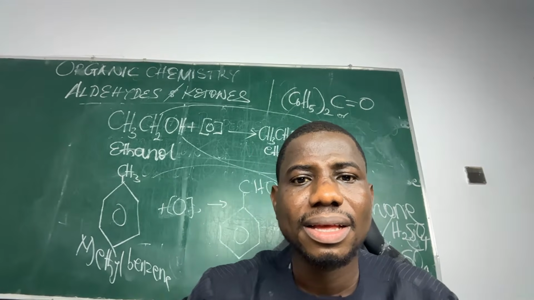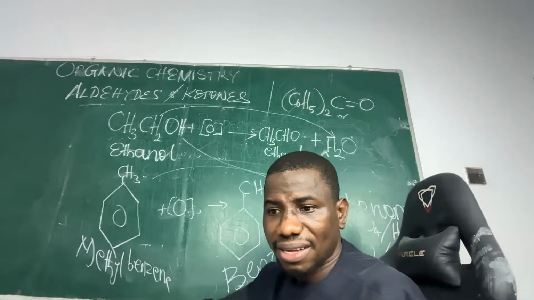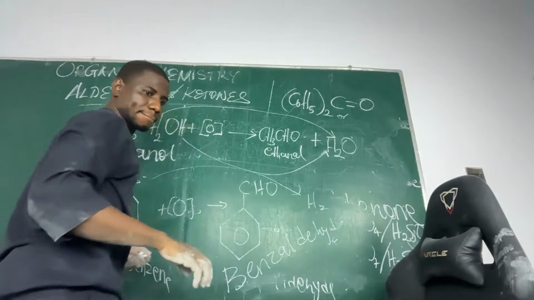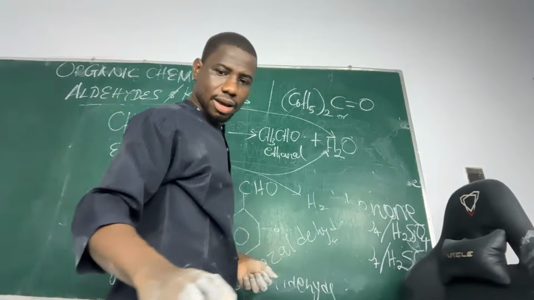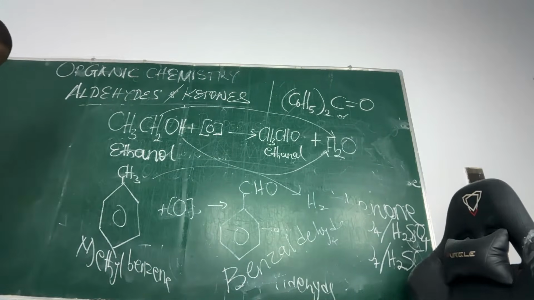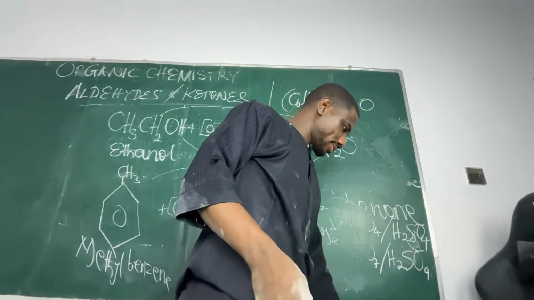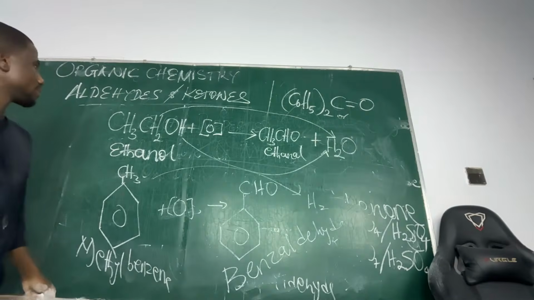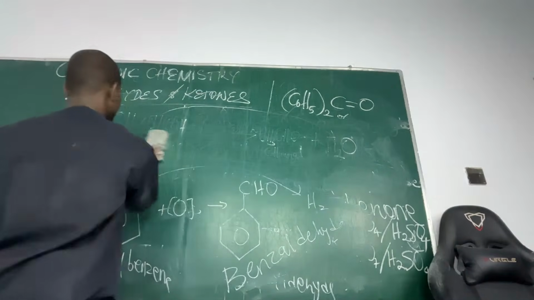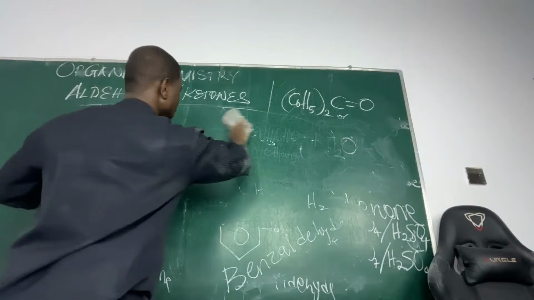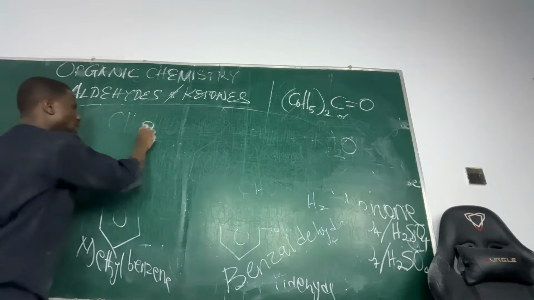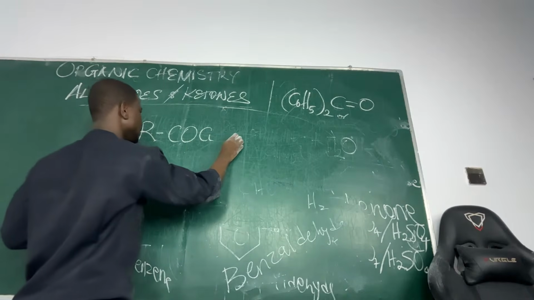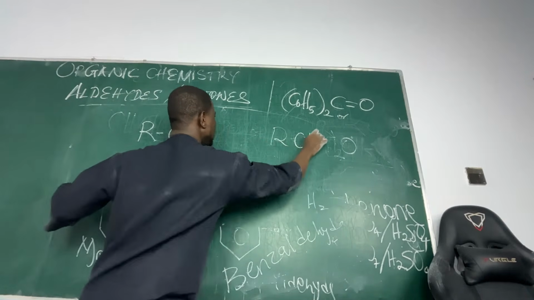Now, it's either you call it acid chloride or acyl chloride. Let me get my duster to clean this so that we can tackle this once and for all. Look at this formula: RCOCl and RCHO.